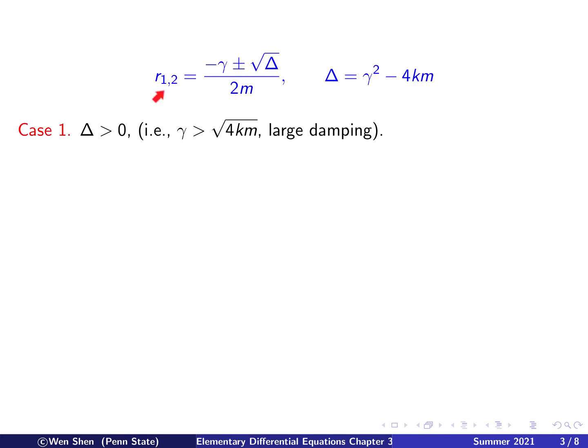Okay, so let me repeat here. The roots are negative gamma plus minus square root of delta over 2m. Delta is gamma squared minus 4km. The first case, when delta is strictly bigger than 0. So what does it mean? That means gamma squared is strictly bigger than 4km, which means gamma is strictly bigger than square root of 4km. And gamma is the damping constant. If it is big, that means you have more damping. So this describes the case with a large damping.